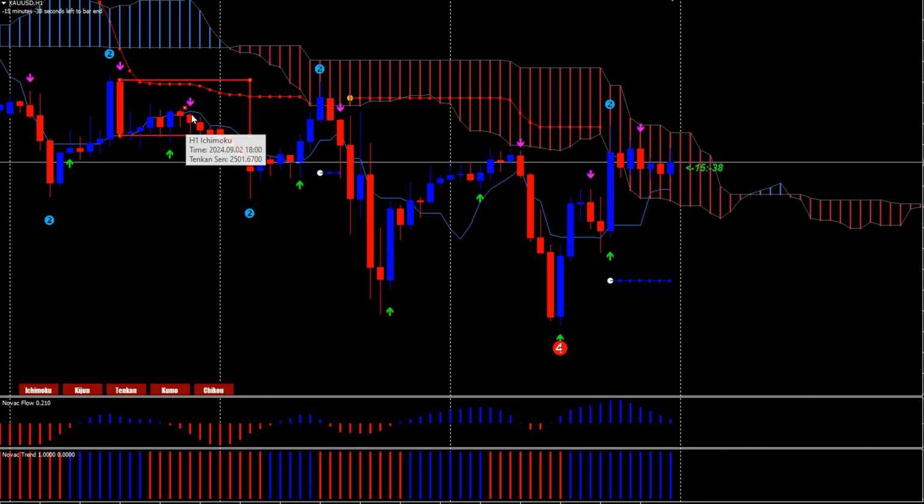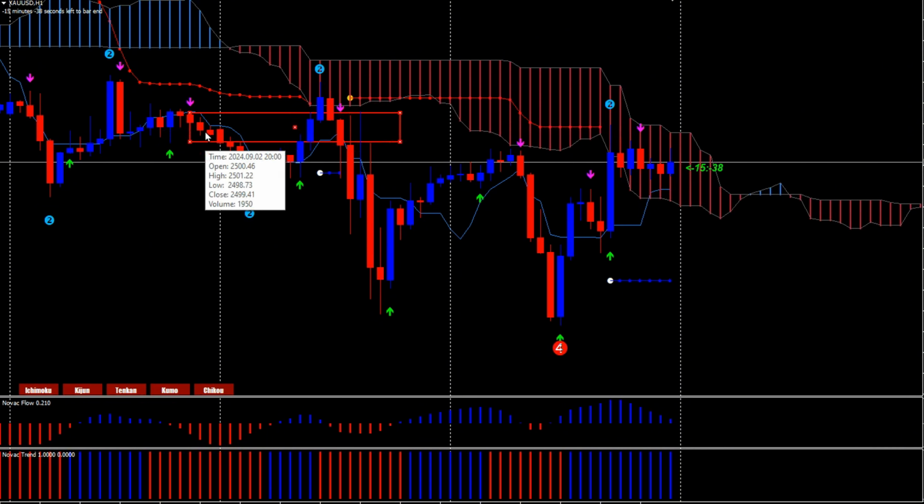Arrow closes below the blue line, the Novak flow and trend is red, then you enter a sell. Make it simple. Okay. If not, you still want to use your methodology of support and resistance area. So there is this arrow over here. Just move it. Just do a rectangle.